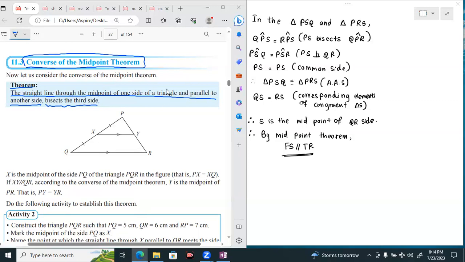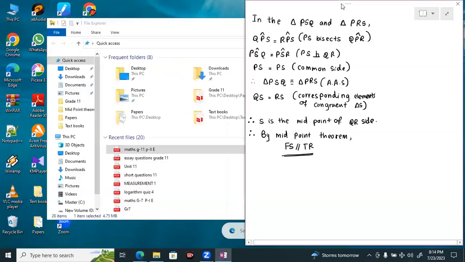Okay, finish. Now let's see what is given by the converse of the midpoint theorem.